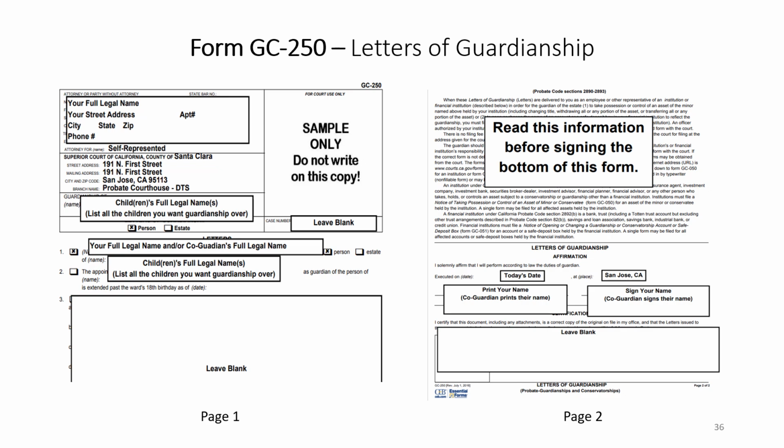As with the previous form we went over, this form may look familiar. It is very similar to GC-150 that is earlier in your packet. That earlier form is the letters of temporary guardianship, while this form is the letters of general guardianship.